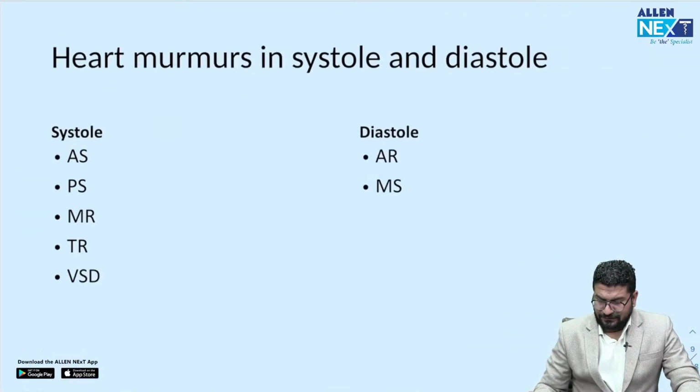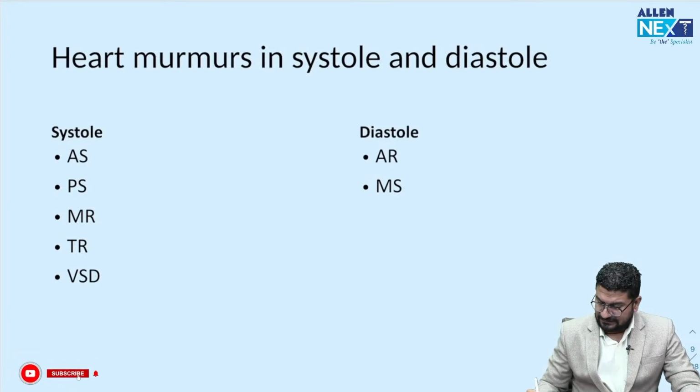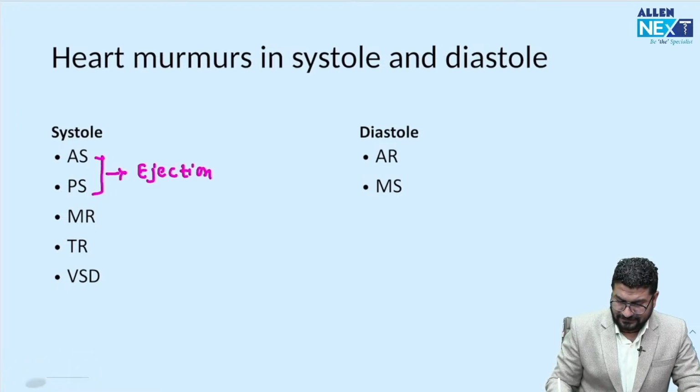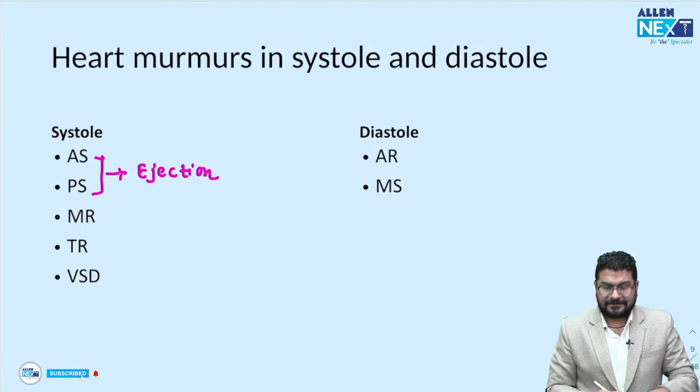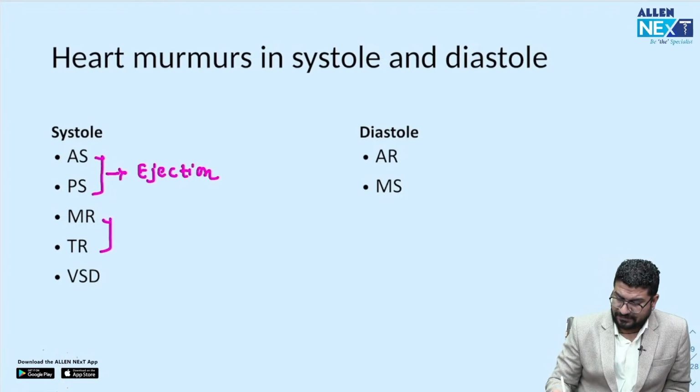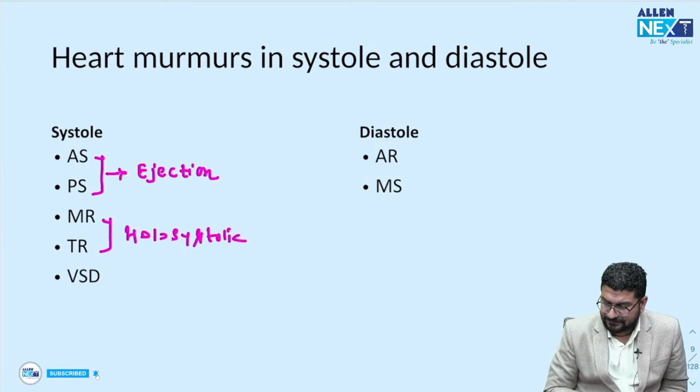Okay, moving on, they ask you questions like which are the murmurs in systole, which are the murmurs in diastole. So understand this: in aortic stenosis and pulmonary stenosis, you will see a systolic murmur, and this is called an ejection systolic murmur. Then in MR and TR, what we'll see is a holosystolic murmur. And in AR and MS, we see a diastolic murmur. So these are some murmurs which sometimes they ask in the exam.